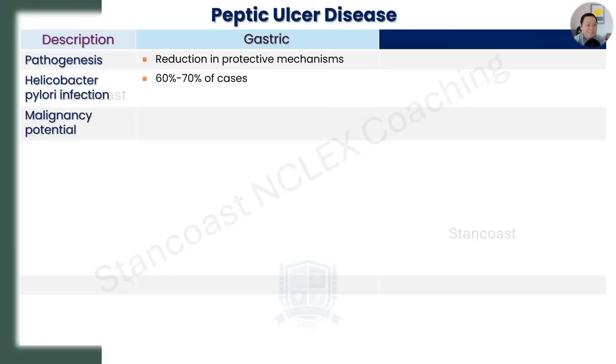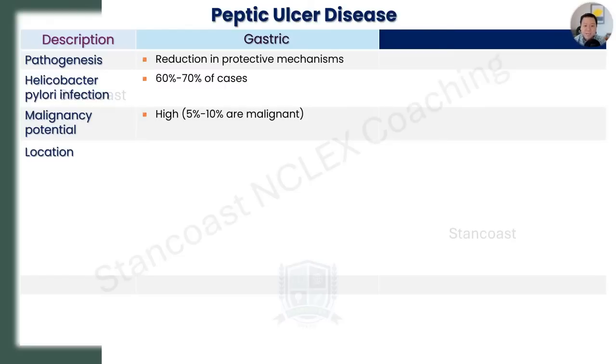Now we have the malignancy potential. What is the significance of this factor in gastric peptic ulcer disease? Well, about 5 to 10% of gastric ulcers can be malignant, particularly those that do not heal with standard treatment, and this is due to the stomach's higher potential for cellular atypia and metaplasia. It would lead to adenocarcinoma. And so biopsies are recommended to differentiate between benign ulcers and early cancer of the stomach.